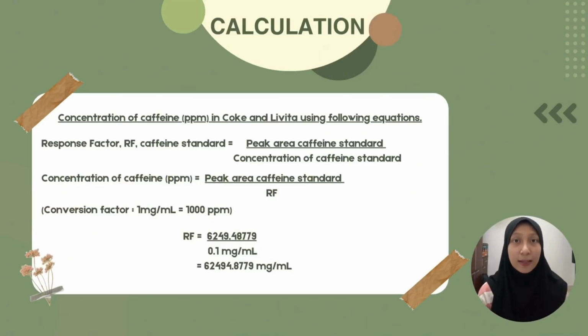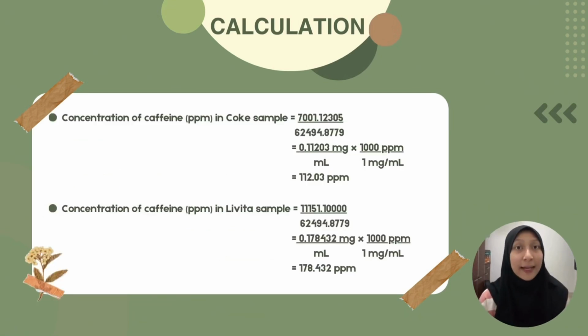Next slide is about calculation on concentration of caffeine in ppm in Coke and Levita sample. First of all, the RF value of the standard caffeine is obtained by dividing the peak area of caffeine standard by the concentration of caffeine standard. Based on the equation given, the RF for the standard caffeine is 62,494.8779 milligrams per milliliter.